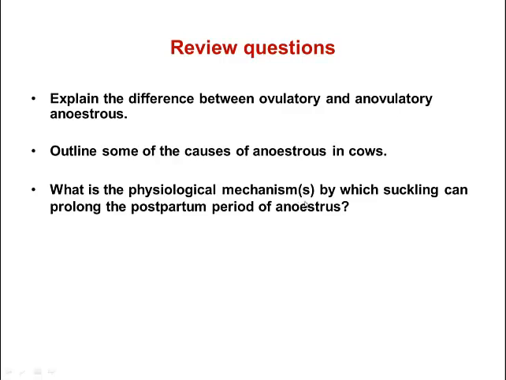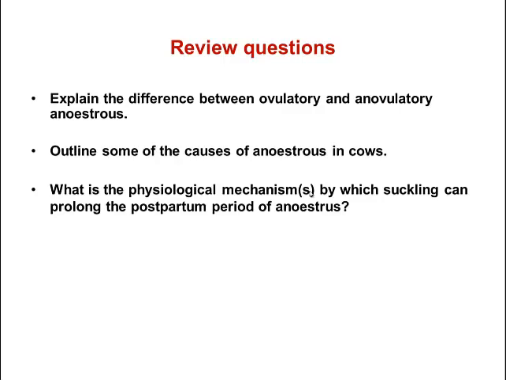What's the physiological mechanism by which suckling can prolong the postpartum period of anestrus? Well, there's a couple of mechanisms at play here. First of all, the suckling effect has an inhibitory effect on the secretion of GnRH, and therefore if you've got less GnRH released, you've got a lower pulsatile release of LH from the anterior pituitary, and so you've got less stimulation of the growth and development of ovarian follicles, and so it's difficult for those cows to ovulate in that kind of environment.